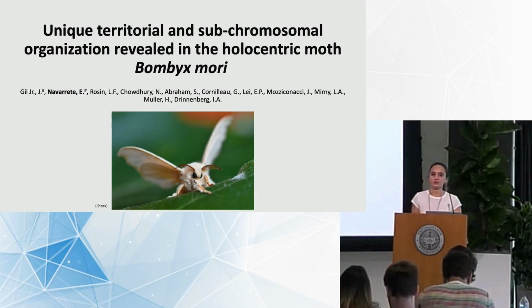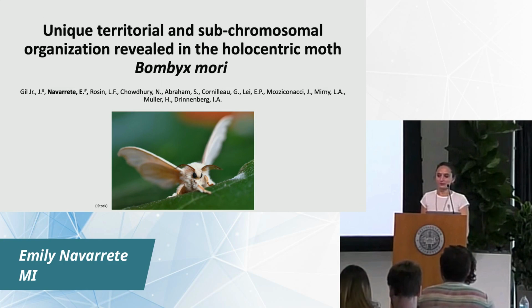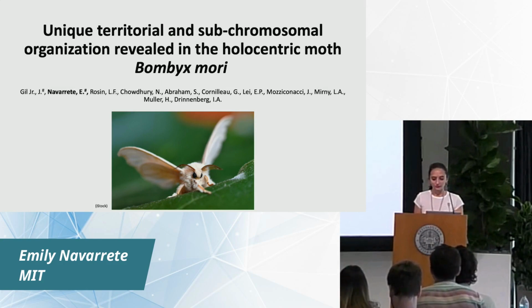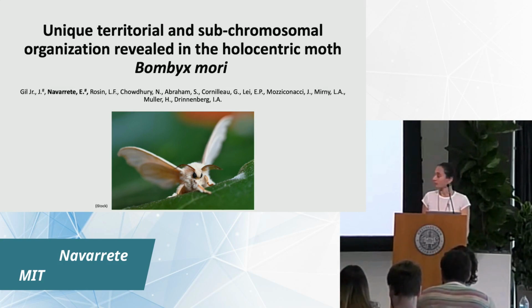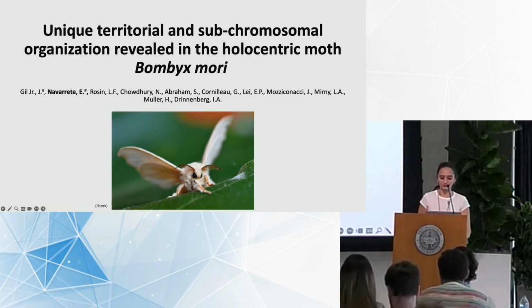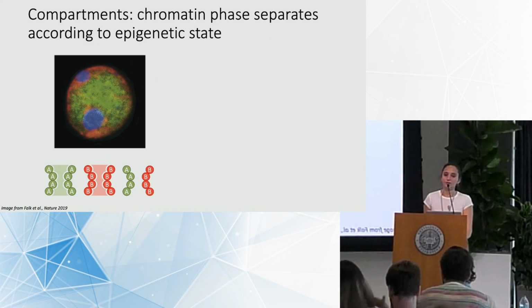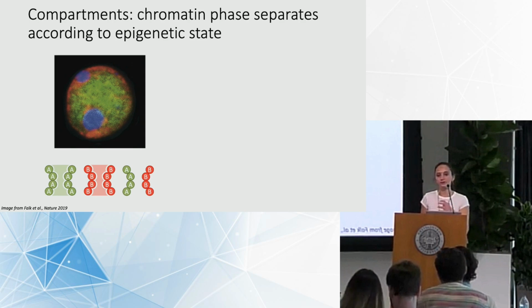So today I'm going to be talking about a story between my lab, which is the Mirny lab, and Ines Drenenberg's lab to study the unique and really cool folding of this organism right here, which is the silk moth Bombyx mori. Across eukaryotes, euchromatin and heterochromatin occupy distinct spaces within the nucleus, with euchromatin represented here as A, heterochromatin as B. Our current model for how these different loci segregate from each other is phase separation.